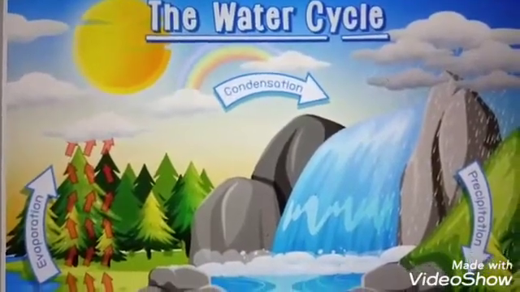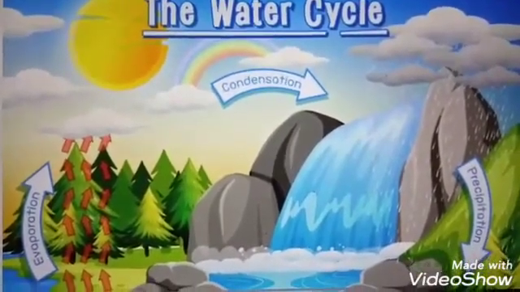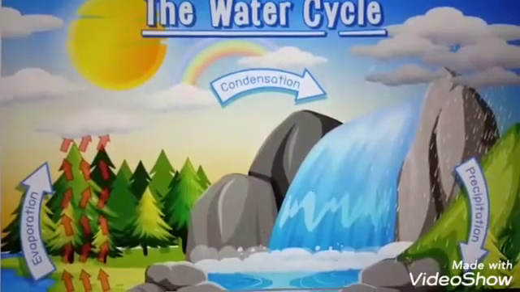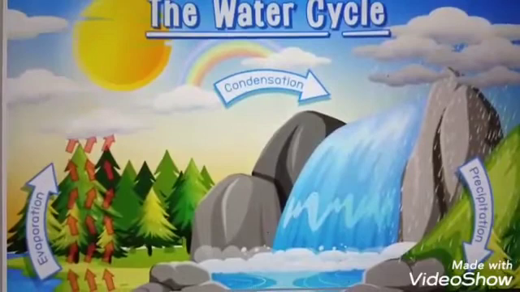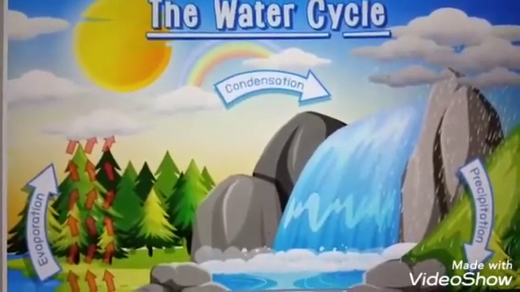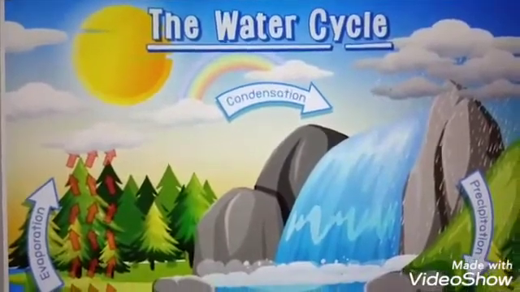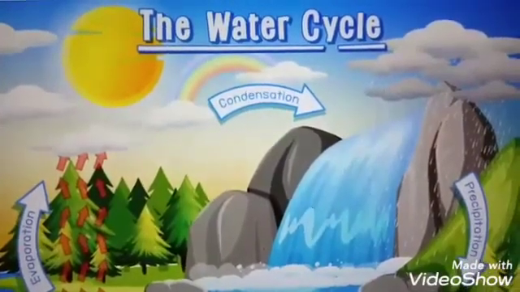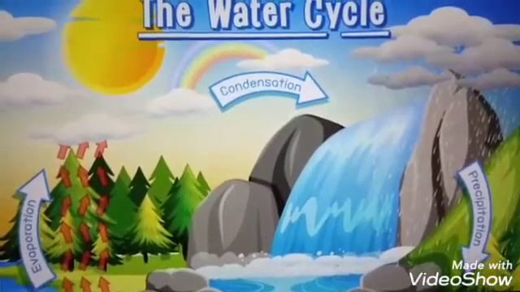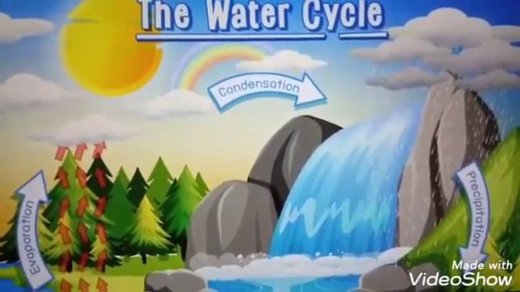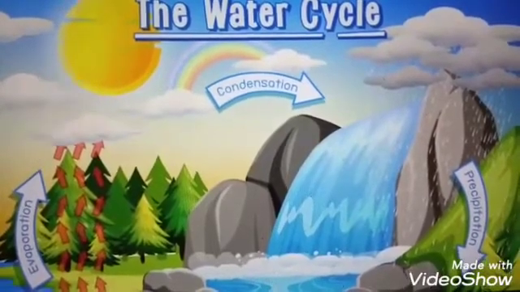We know in the water cycle, there are three major processes involved: evaporation, condensation, and precipitation. Let us see how this water cycle functions in nature. The first process is evaporation.